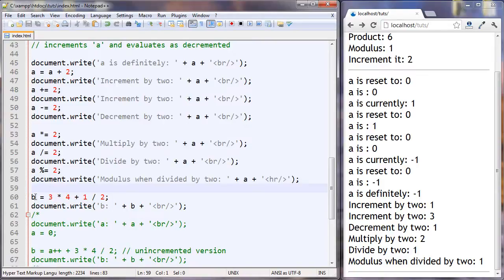Here we have b is set to 3 times 4 plus 1 divided by 2. Okay, so if you think back to grade 4, grade 5 math, we started to do stuff like this, but we should put things in parentheses. So if things were in parentheses, it would be much clearer to read. But anyways, even if we put it like this, it's still going to do something. And these have their order of operations. So multiply and divide are going to happen before addition and subtraction. And let's just see what we get here.